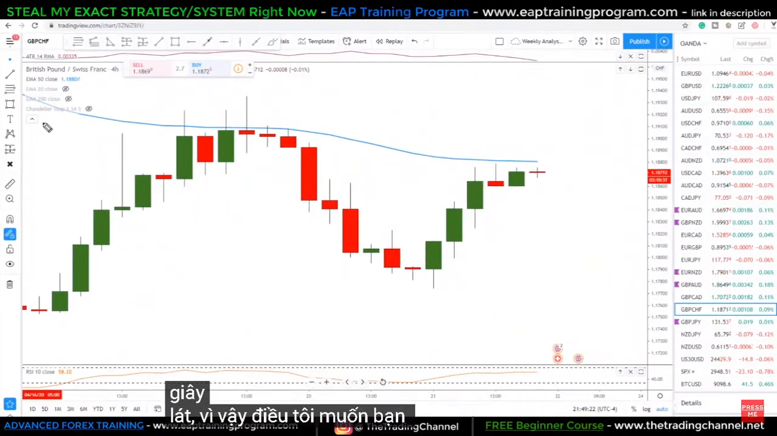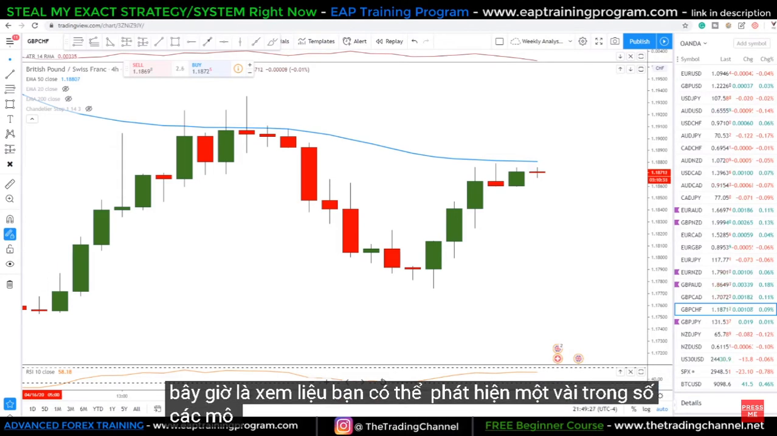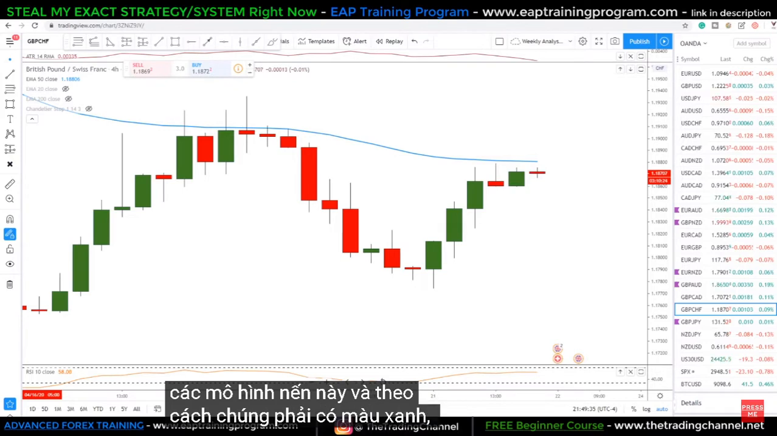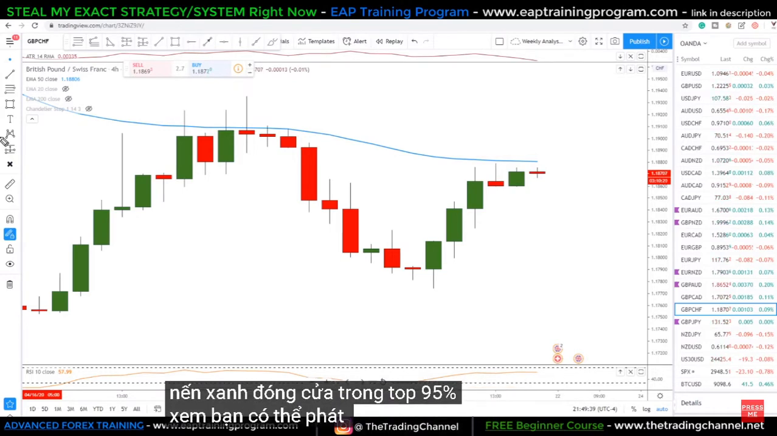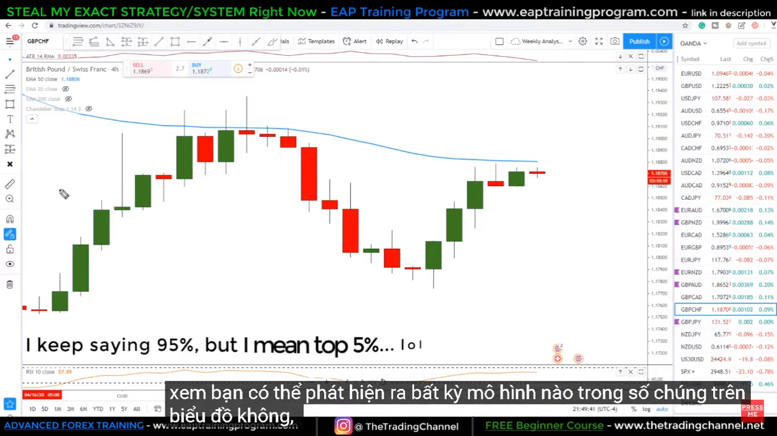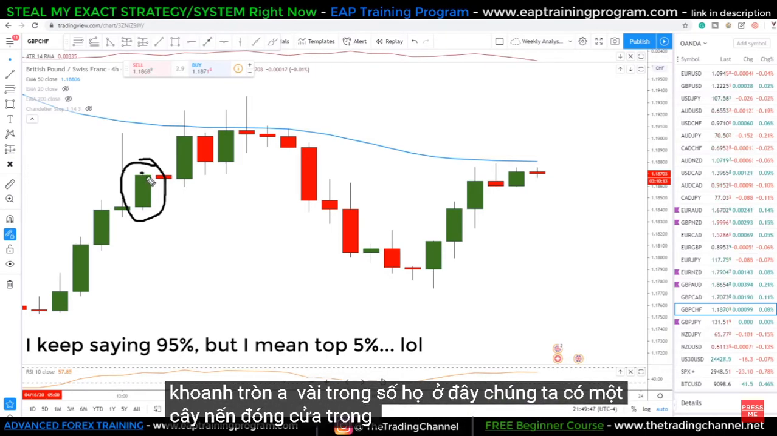All right, so what I want you to do right now is see if you can spot a few of these candlestick patterns. And by the way, they have to be green. It has to be a green candle that closes in the top 95%. See if you can spot any of them on the chart. All right, do you got it? Let's circle a few of them. Here, we have a candle that closes in the top 95%.